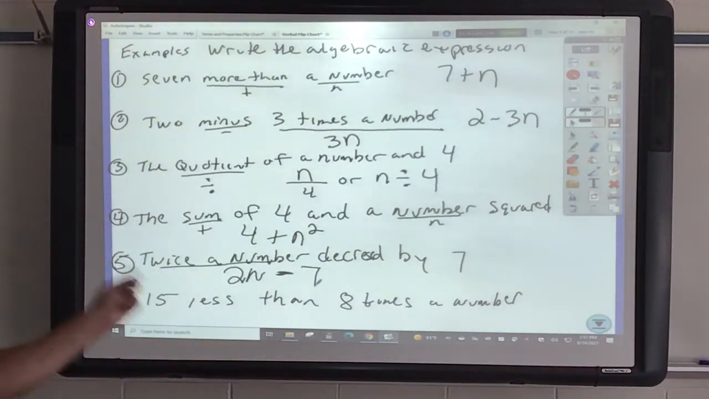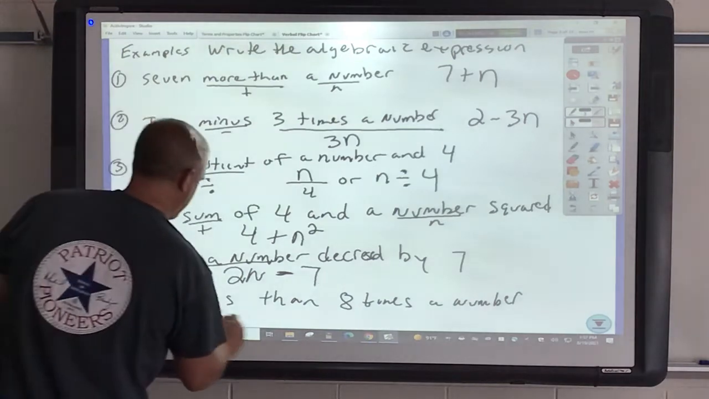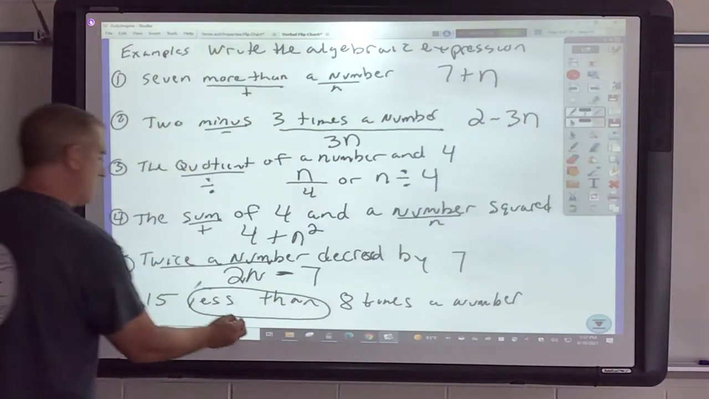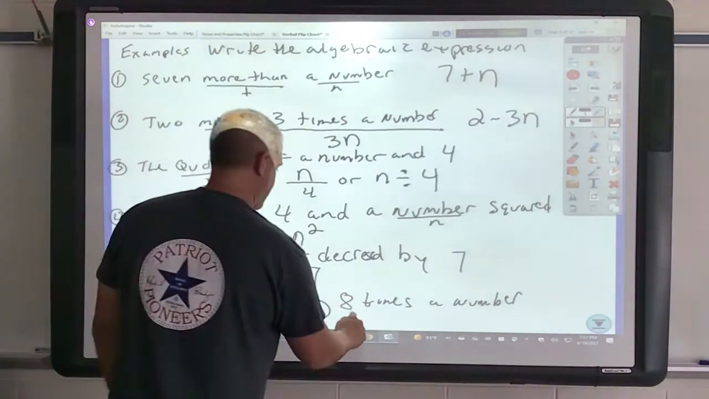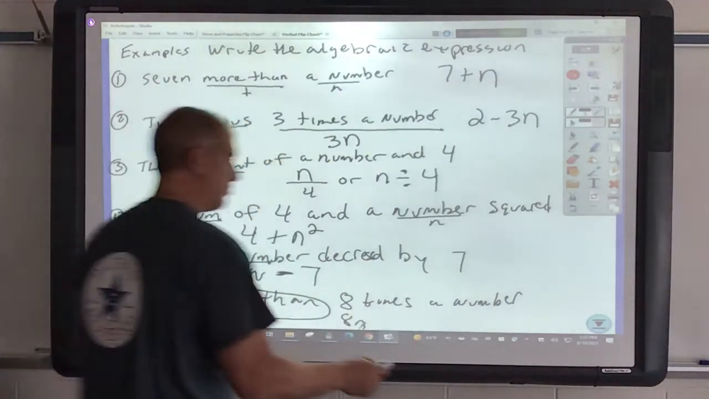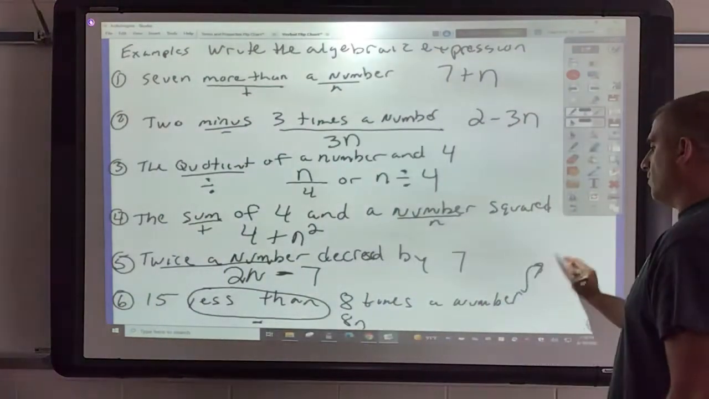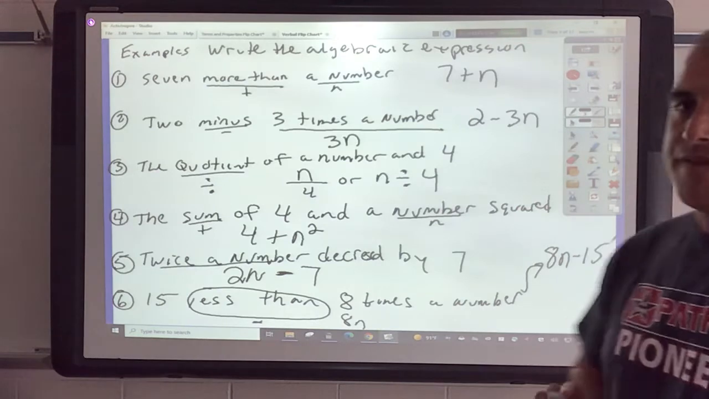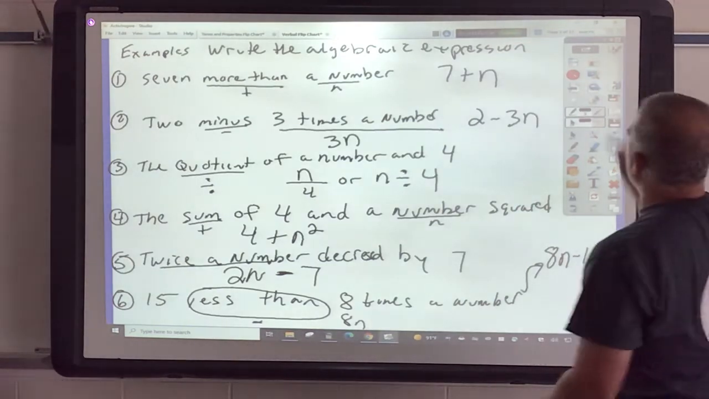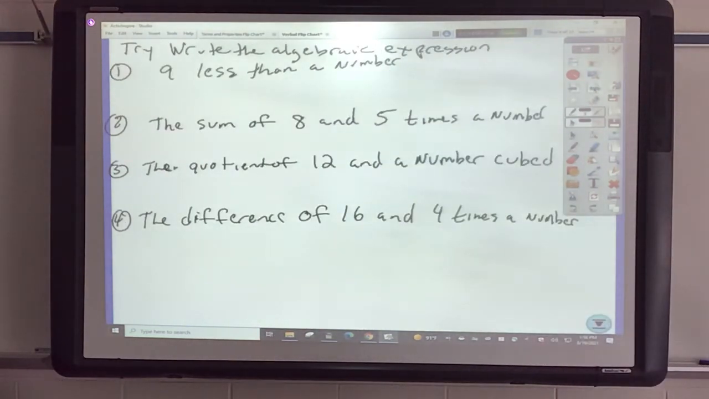Okay? 15 less than 8 times the number. Oh boy, this is one of those big words. That's going to flip the order. It's minus. So 15 minus 8 times a number. Okay, so this is normally 8n. So what this would be as a final answer would be 8n minus 15. So the order flips. That's very, very important. Okay? All right, so go ahead and pause your video and work on these, and go formative.